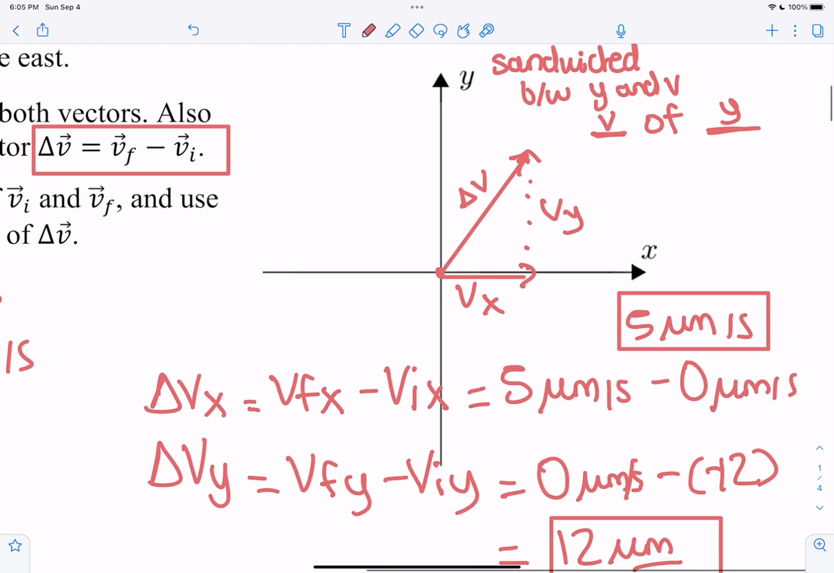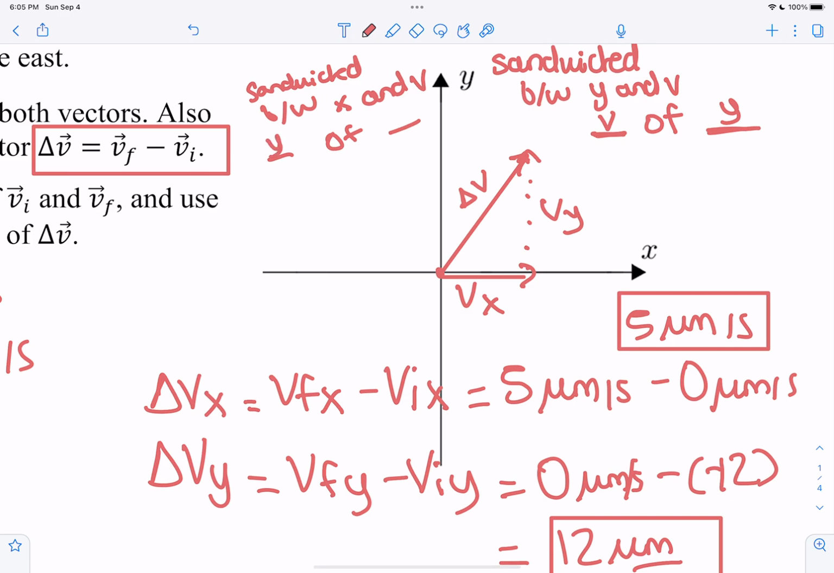Now, if it was sandwiched in between the x-axis and the vector, then I go with the direction of the vector, right, and the x-axis second.